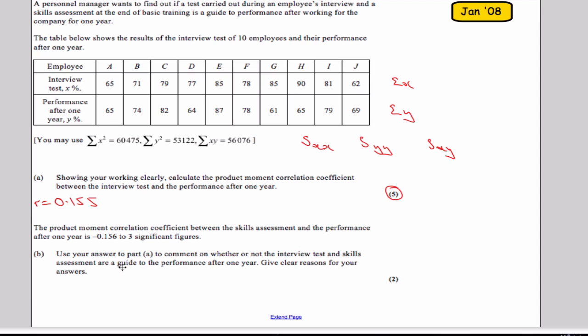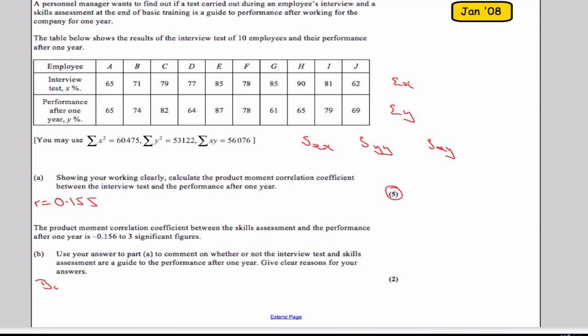Use your answer to part A to comment on whether or not the interview test and the skills assessment are a guide to performance after 1 year. Give clear reasons for your answer. What I would say is that both of them are actually fairly weak correlations. We can see that this is close to 0 and that's also close to 0. So neither actually gives a clear indicator of whether they're a guide to performance.